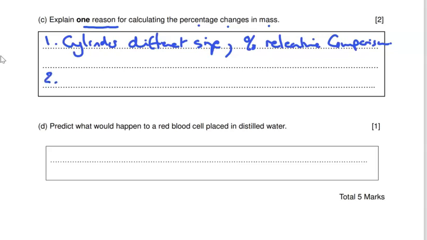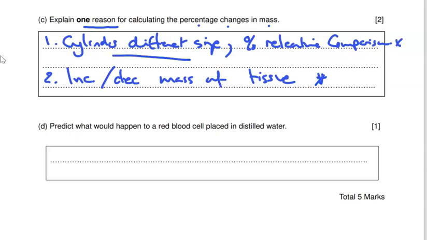Perhaps you would say that it gives you the opportunity to see an increase or a decrease in the mass of the tissue, the zucchini tissue. That's perhaps an alternative answer. I think this one's weaker than the first one, but different sizes allowing relative comparison, that's going to get you the marks. Showing that there's an increase and a decrease in the mass of tissue, again, to allow a relative comparison, will allow you to obtain the 2 marks.